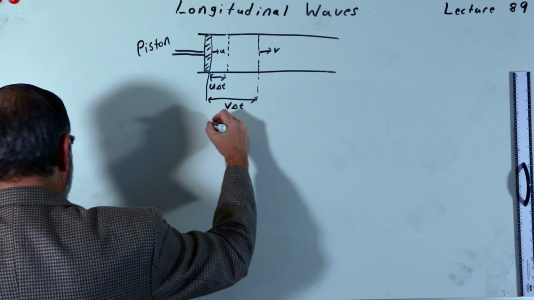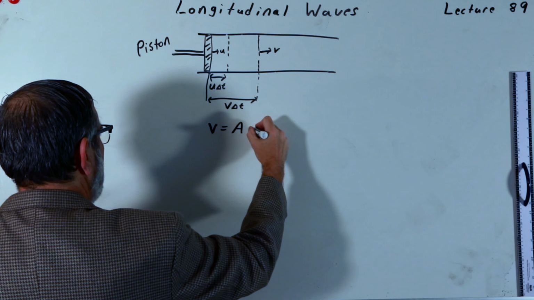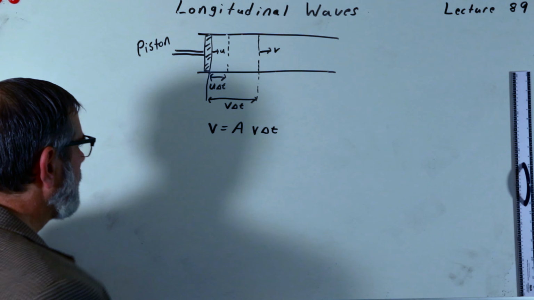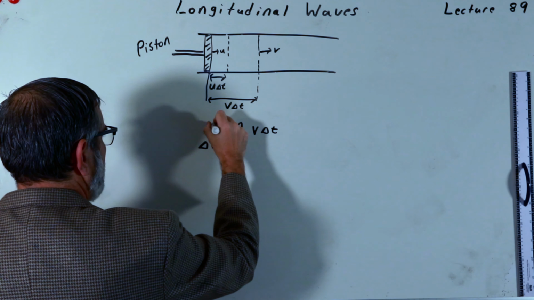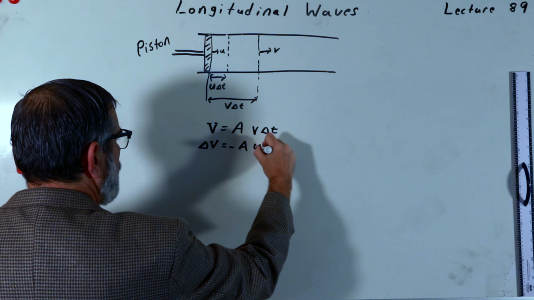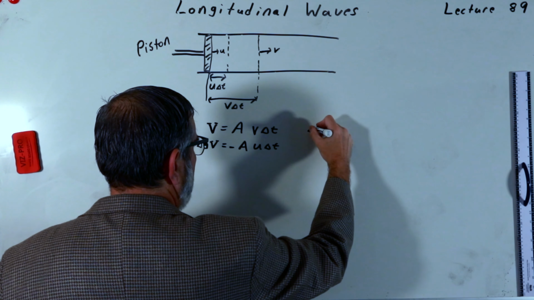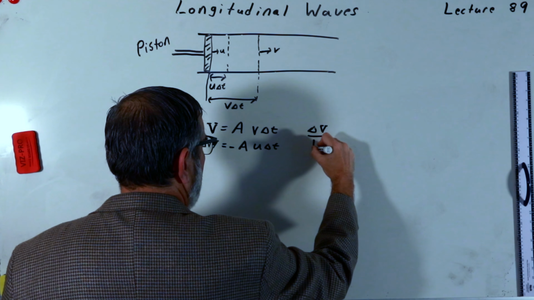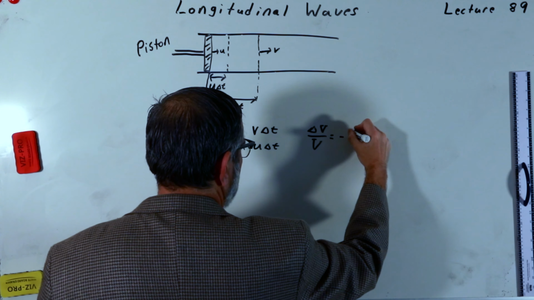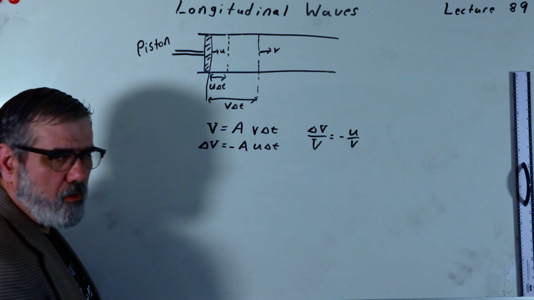The formulas for the volume are virtually the same, except we won't use the length like we did last time. So we'll say the volume is equal to the area times v delta t. That's the volume element we're interested in. And the change in the volume, delta V, will be equal to minus A u delta t. So the relevant quantity here is going to be delta V over V, and that is going to be equal to minus u over v, because the areas cancel, and the delta t's cancel.